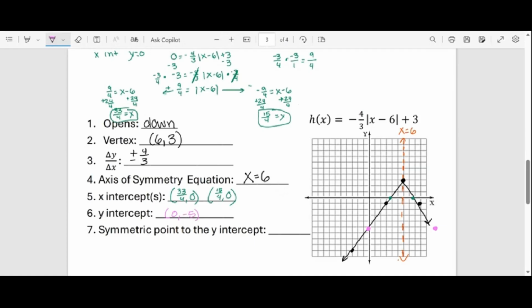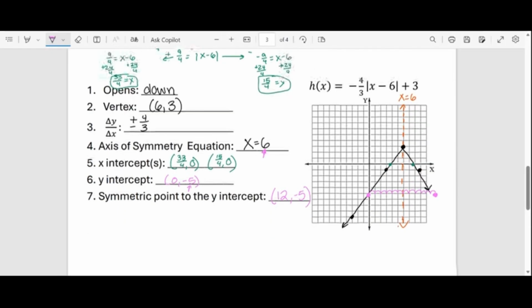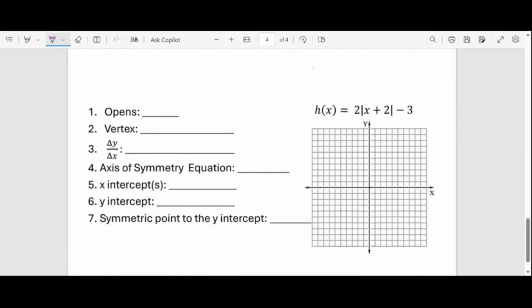Then we are going to need to find that symmetric point. So to get to that symmetric point, we were 1, 2, 3, 4, 5, 6 squares away from our axis of symmetry, meaning we'll have to go 1, 2, 3, 4, 5, 6 more squares to our symmetric point. It's also double your axis of symmetry value, so it'll be 12, and then you keep the y value the same. It'll be -5. So 12, -5 is our symmetric point. Let's do one more of these to close it out.